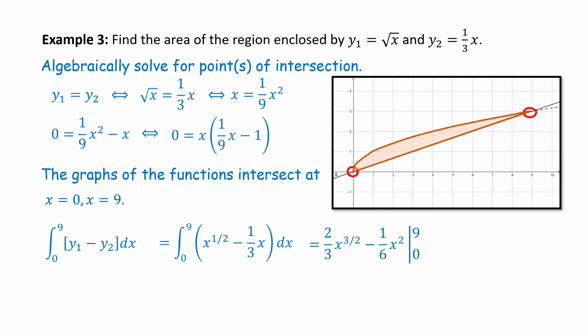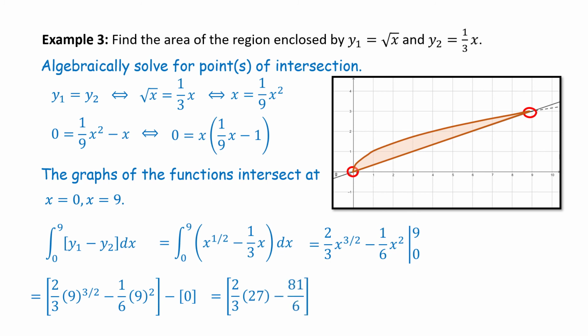So we take the integral and put in a 9 every place there is an x, and get 2/3 times 9 to the power of 3/2, minus 1/6 times 9 squared. That's for the top bound of integration, minus the bottom one, which is 0, so when evaluated, that's just 0. We'll continue with the arithmetic.